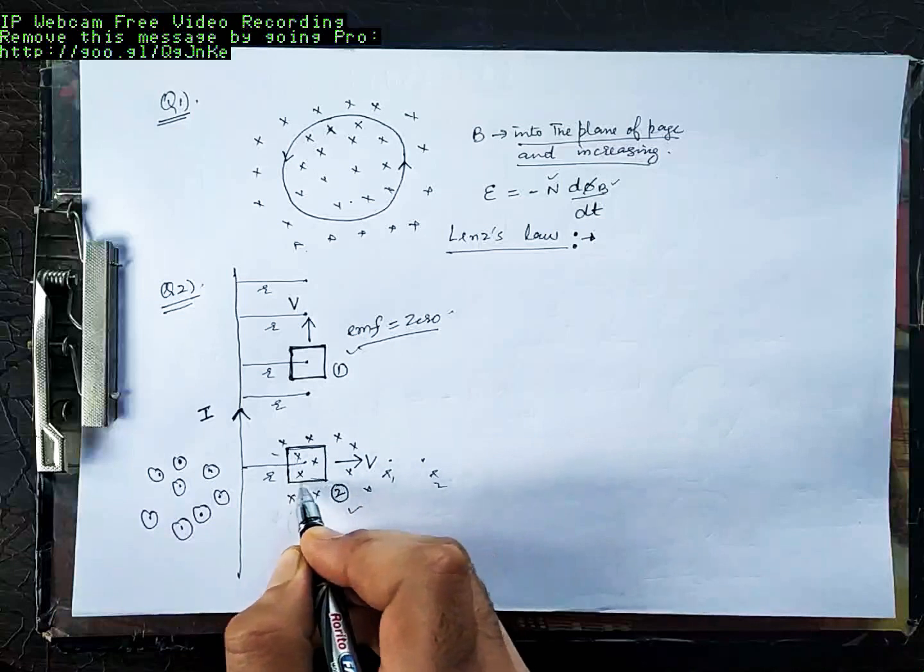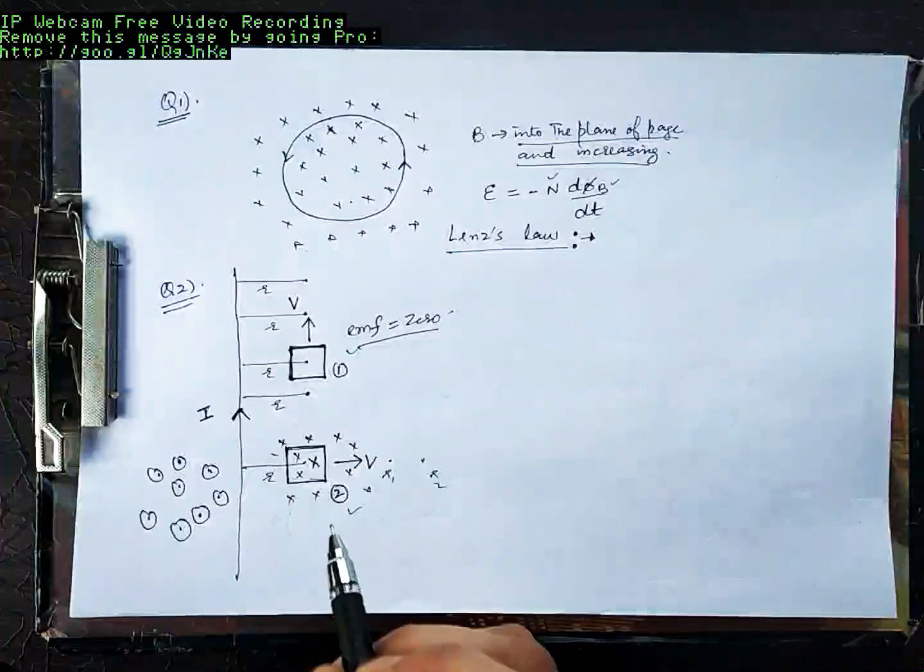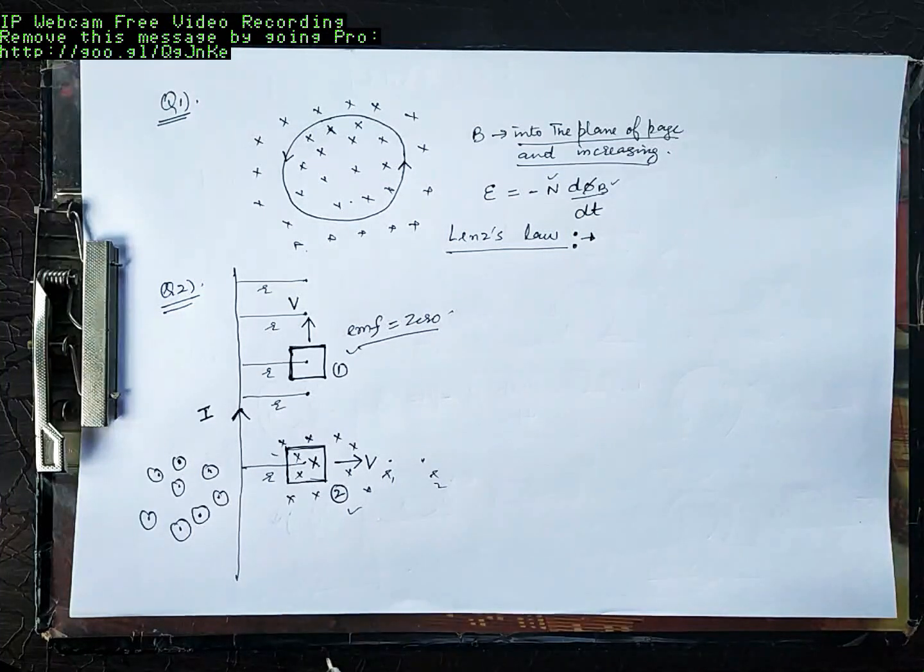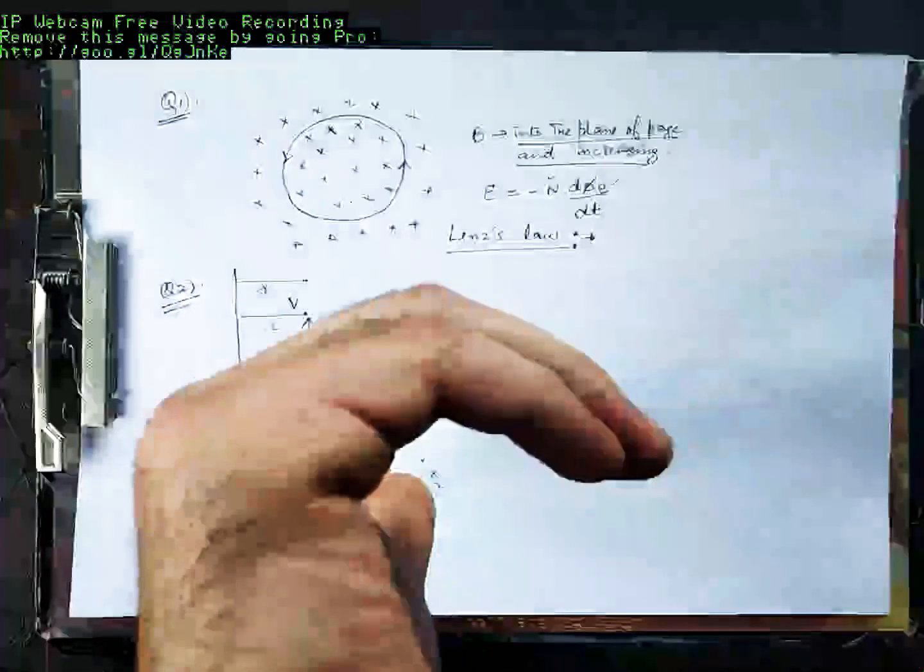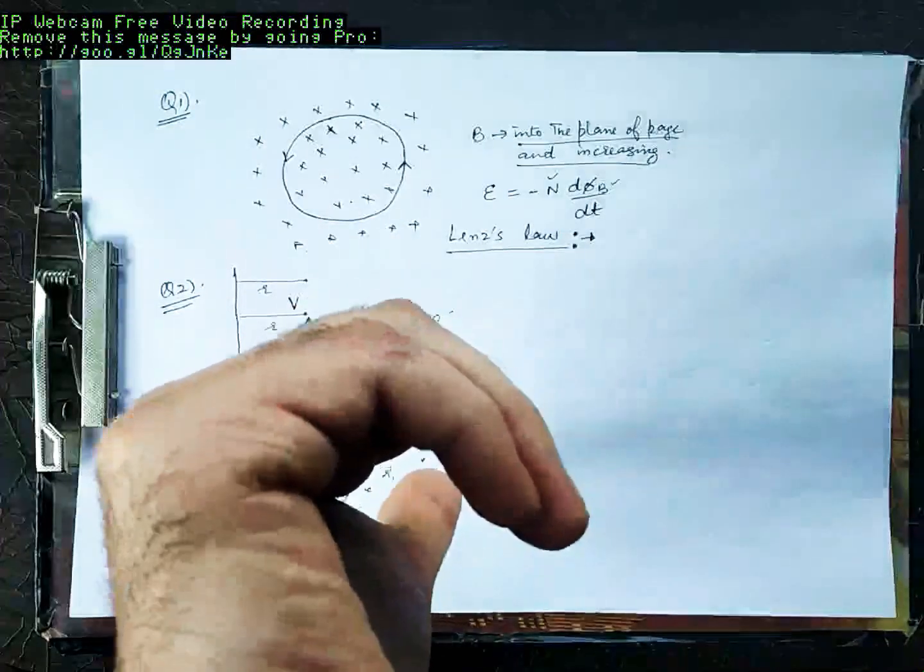A current will be induced in this loop such that the current opposes the original cause. The original cause was a decrease in flux, so it will try to increase the flux. Flux is into the planar board, and this flux should increase. Fine. So this is the direction of current.